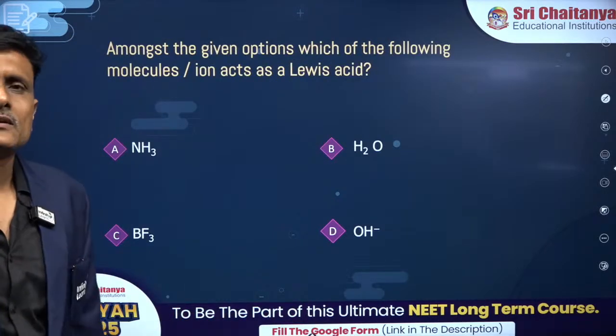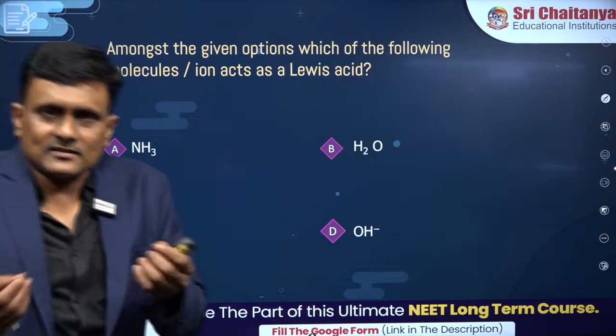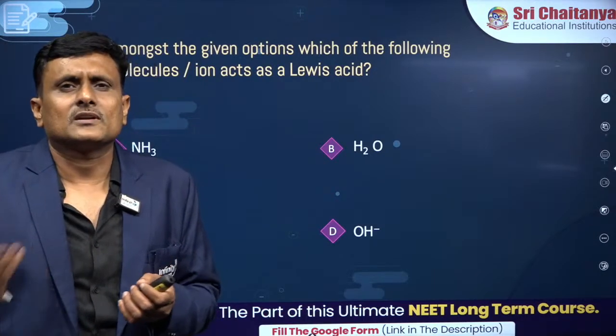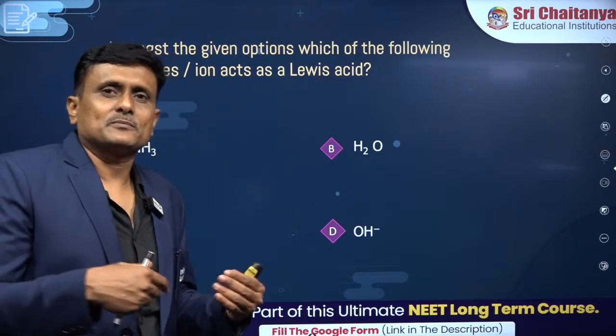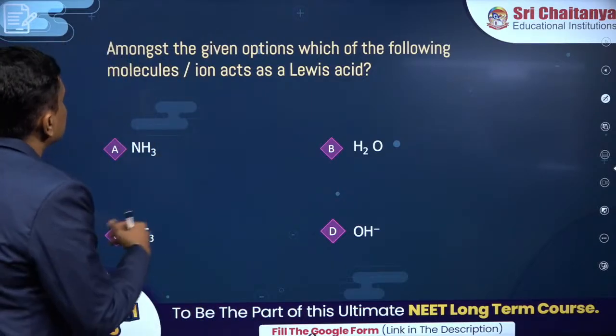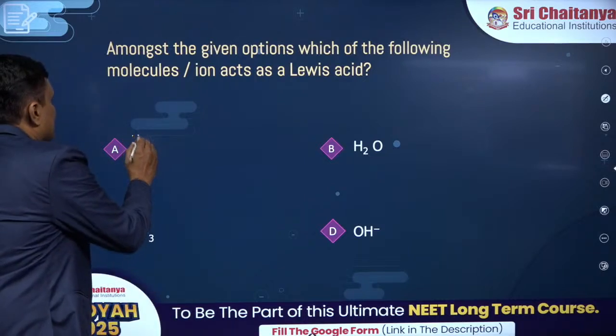So look at this, this is a joke, brother. This is a comedy, isn't it? Because a Lewis acid is something that is going to accept the lone pair, right? It has electron deficiency. Lewis acid, you know that this has a completed octet.